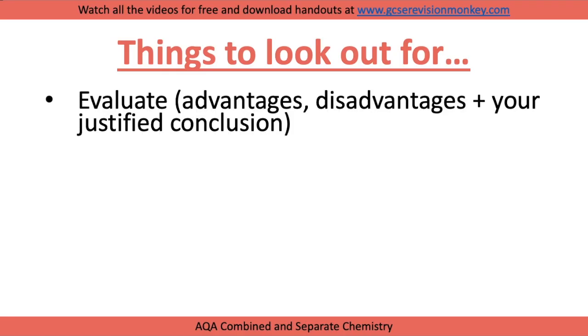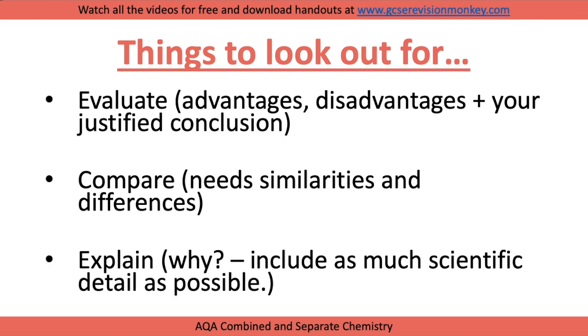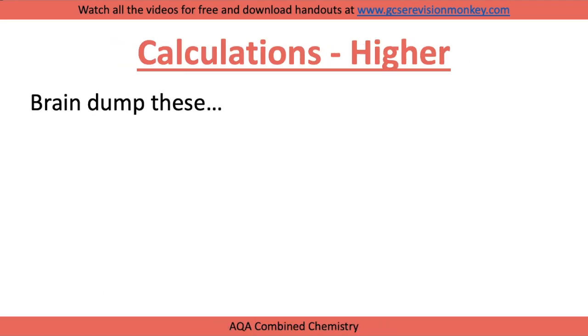Evaluate questions. As a reminder, you need advantages, disadvantages and your own justified conclusion. Compare questions need similarities and differences in your answer, and explain questions mean why, so include as much scientific detail as possible. In chemistry, 20% of your exam is calculations, so I very much recommend brain dumping these as soon as you are able to start the exam.